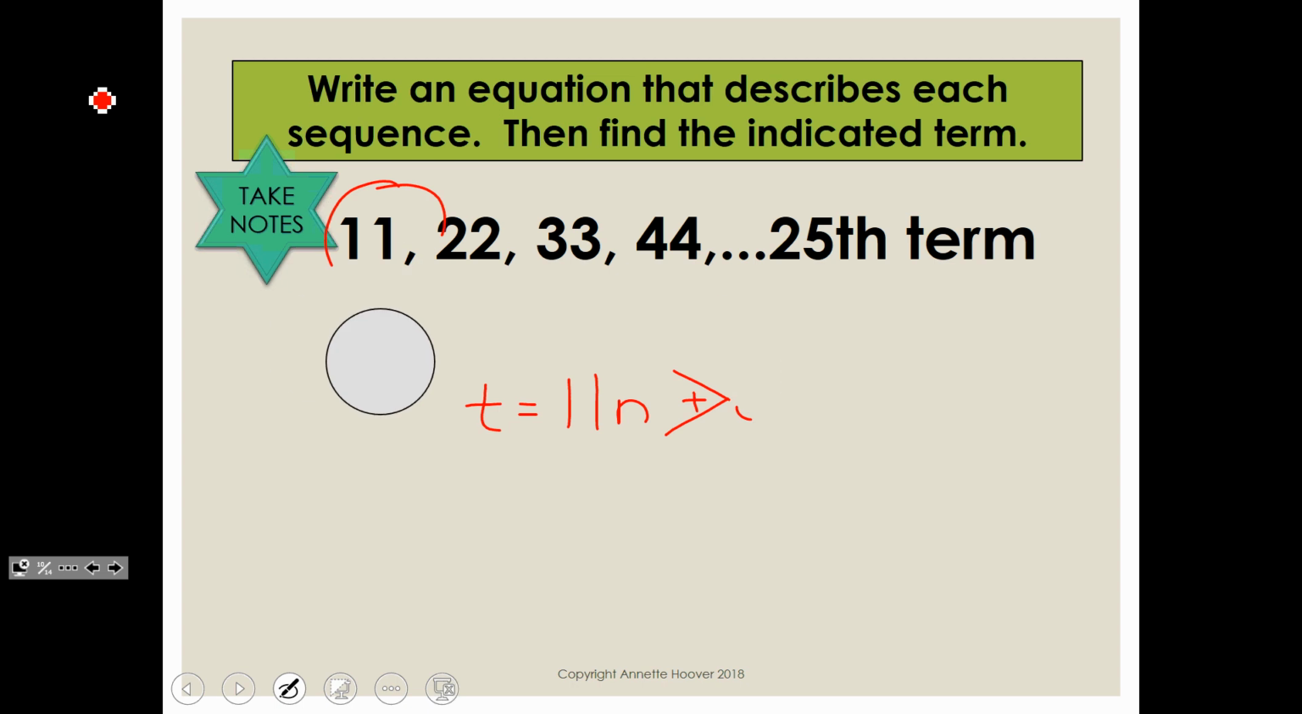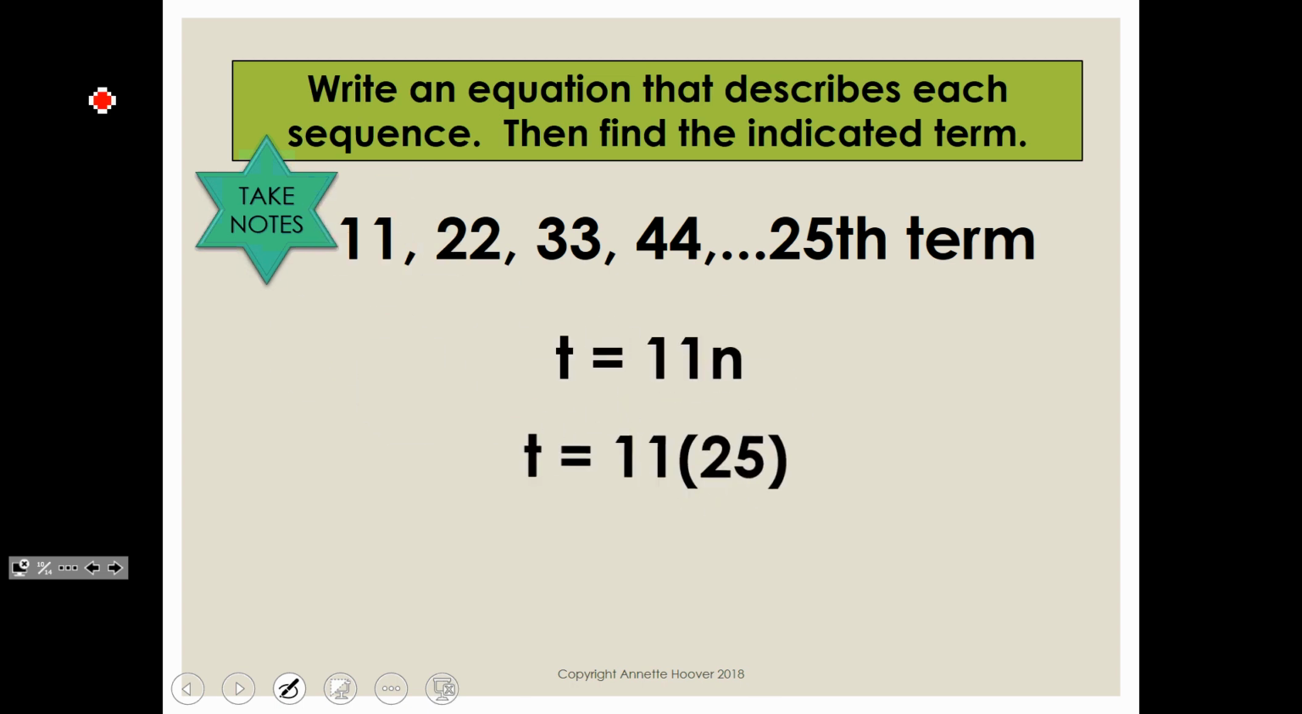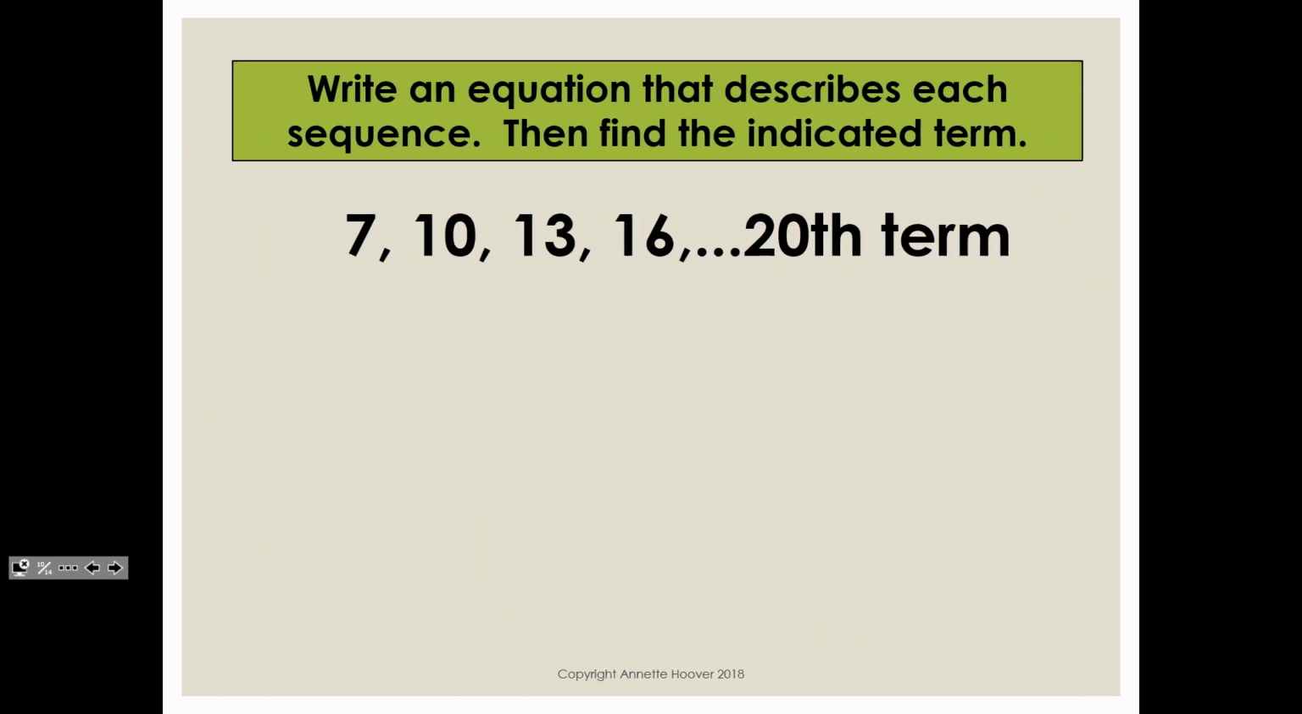To find the 25th term, all we have to do is plug in 25 to the equation, and it would be 275. Next example, when we're counting 7 to 10, that's adding 3, adding 3, adding 3. So yes, indeed, we have an arithmetic sequence. To write our equation, since we're counting by 3s, we know we take the term number and multiply it times 3. But did we start counting on 3?